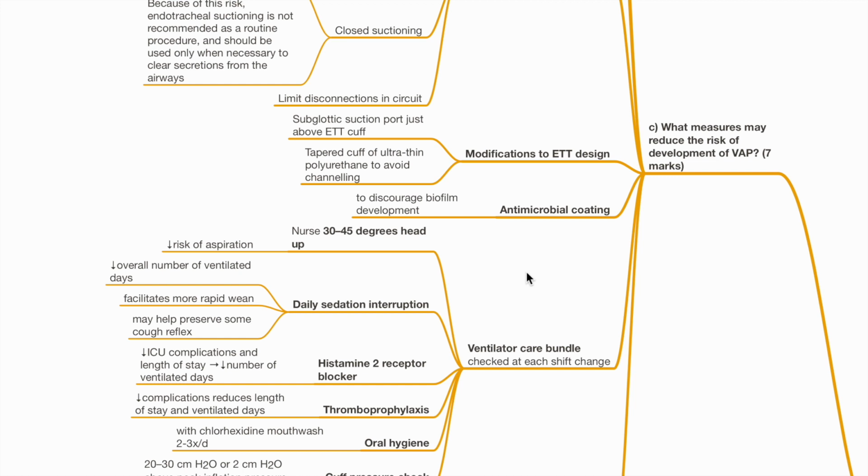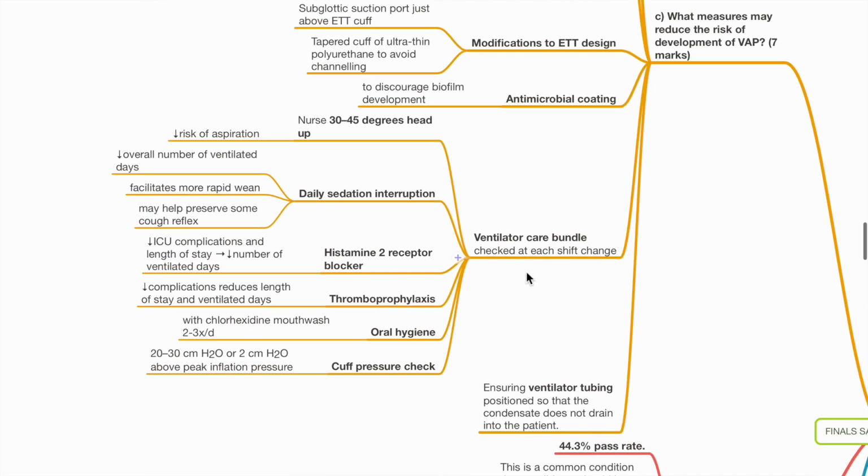Modifications of endotracheal tube design via inclusion of subglottic suction port just above the ETT cuff and tapered cuff of ultra-thin polyurethane to avoid channeling, antimicrobial coating of the endotracheal tube to discourage biofilm development, ventilator care bundle checked at each shift change, which includes nursing the patient 30 to 45 degrees head up.